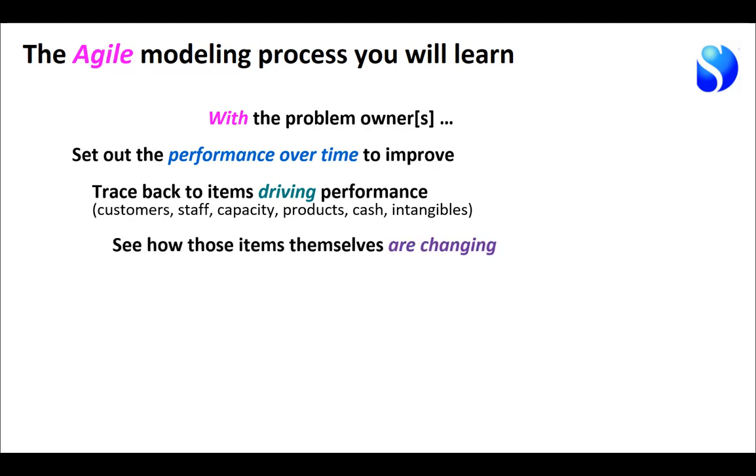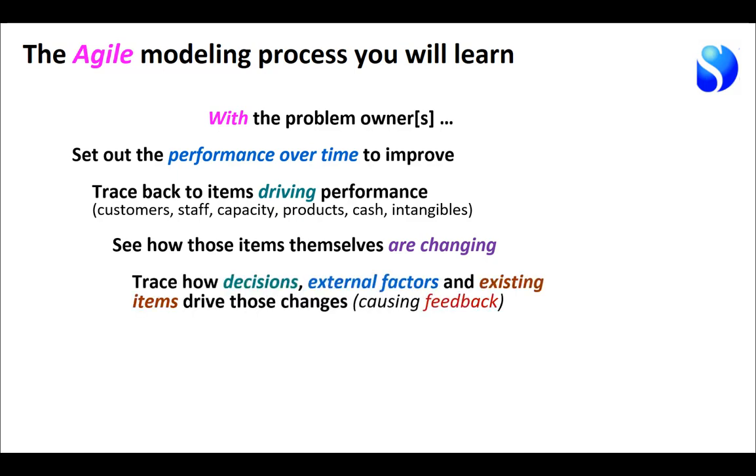We then look at how those items themselves are changing. So, a simple example, if sales are going up, is that happening because you are winning new customers, or is it happening because the customers you've got are buying more? Those are two alternative explanations for that outcome. So we show you very early on how to track back from the performance over time that you're wanting to improve to the immediate explanation, how those items that drive that performance are themselves changing.